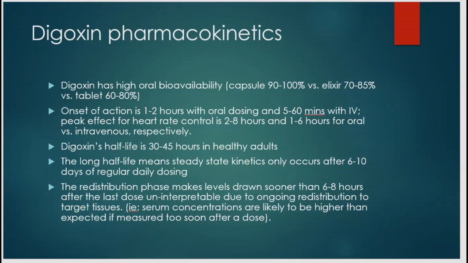Also, the redistribution phase makes levels drawn sooner than 6 to 8 hours after the dose uninterpretable due to ongoing redistribution to target tissues, and this is something unique for digoxin. So serum concentrations are likely to be higher than expected if you measure it too soon after a dose. So once you give a dose of digoxin, you have to wait 6 to 8 hours before you order the level. Or if the digoxin dose is given only once a day, which is usually the case, just do a trough level just before the next dose.